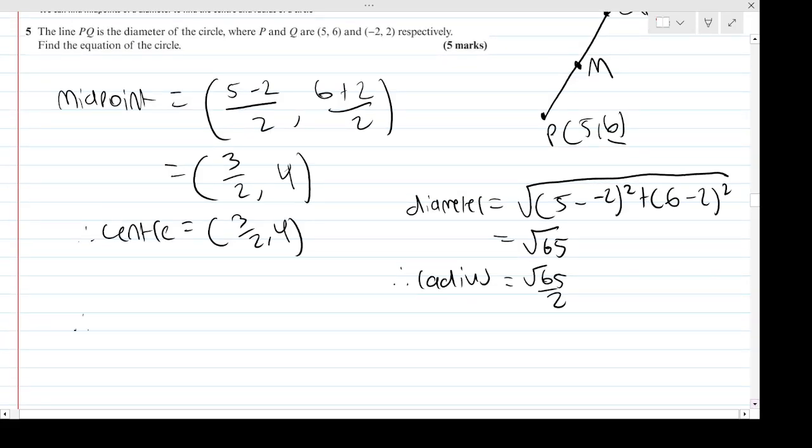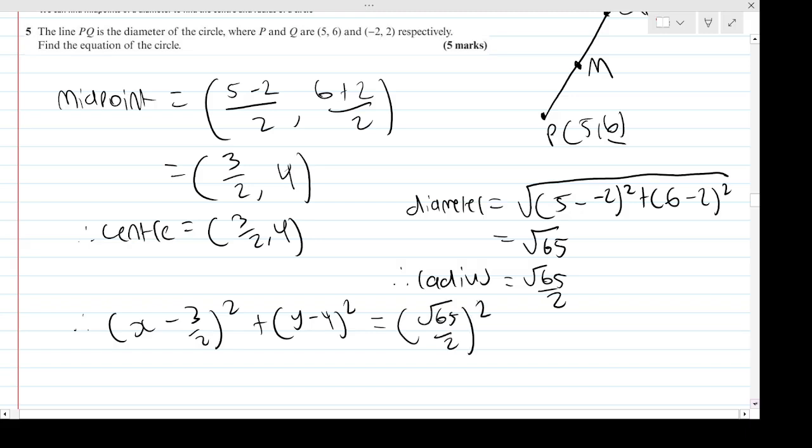Therefore, the equation then is going to be (x minus 3 over 2) all squared, then add (y minus 4) all squared, because positive 4 means we do minus 4 in the equation. So then that'd be radius squared, so it's going to be root 65 over 2, all squared. If you work that out in the calculator, you get 65 over 4.